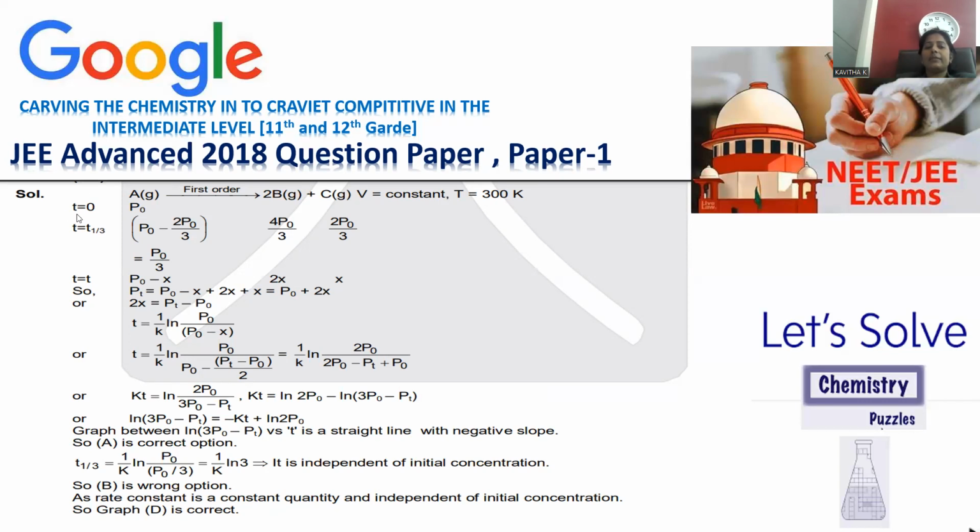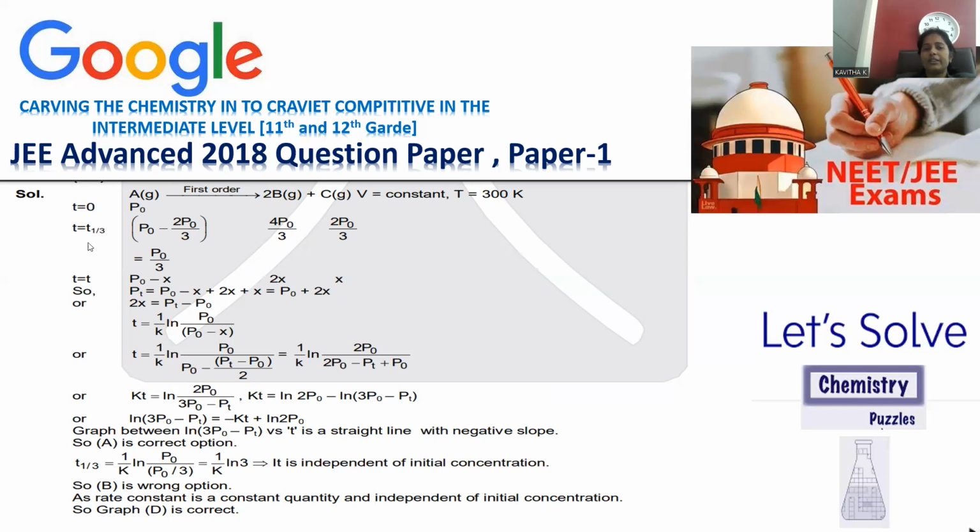At initial time, t is equal to 0, the reaction has not yet started. At that condition, the initial pressure is taken as P naught. At a time equal to t 1 by 3, which means 75% of the time completed, the product formation will be 2 P naught by 3, and 2 P naught by 3 again for B. But 2 P naught by 3 can be multiplied with 2 again, because here 2 exponential is there. 2 multiplied with 2 will become 4 P naught by 3.